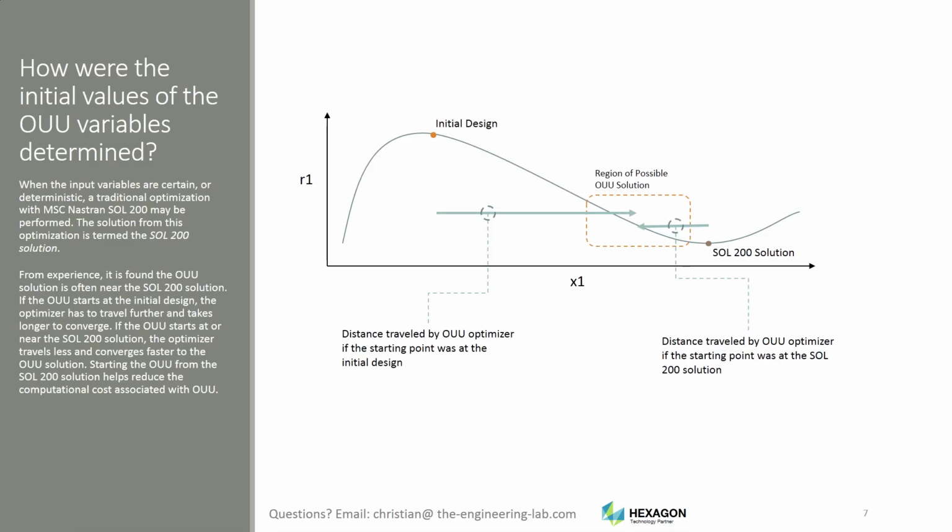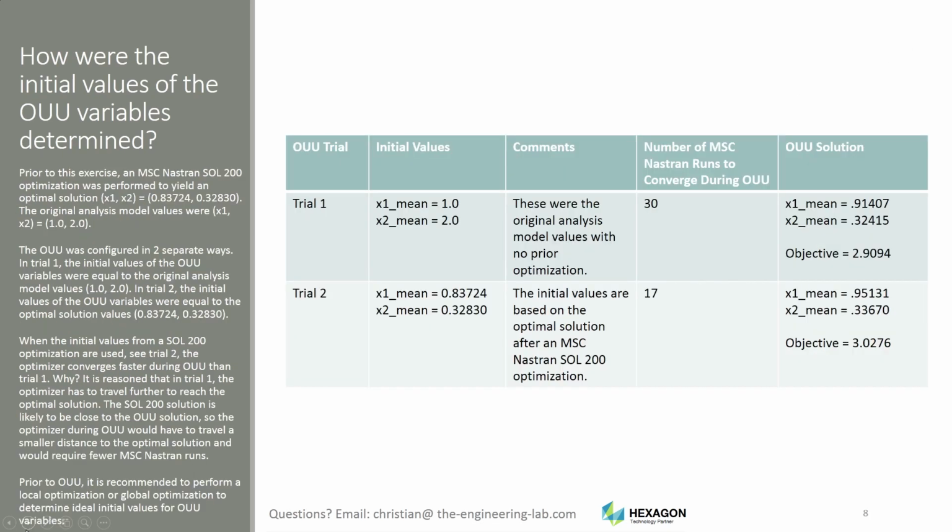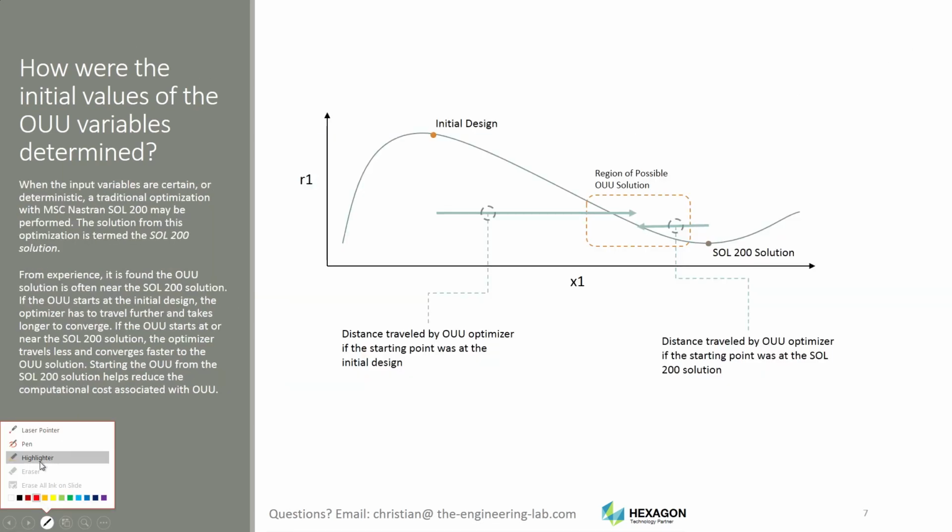Here is just a reminder of what I mentioned in part 1 of this tutorial. The starting values of the variables were 1, 2, and then the optimal SOL 200 solution was 0.8, 0.3. So what you find out is the optimal OUU solution is often close to the SOL 200 solution.